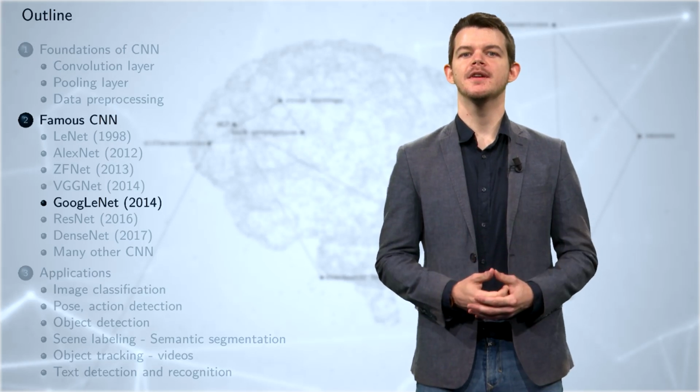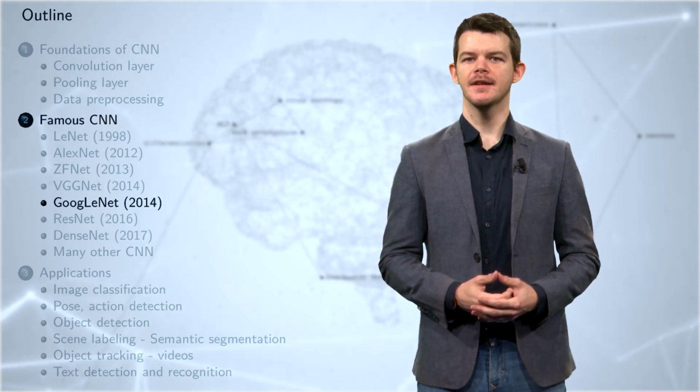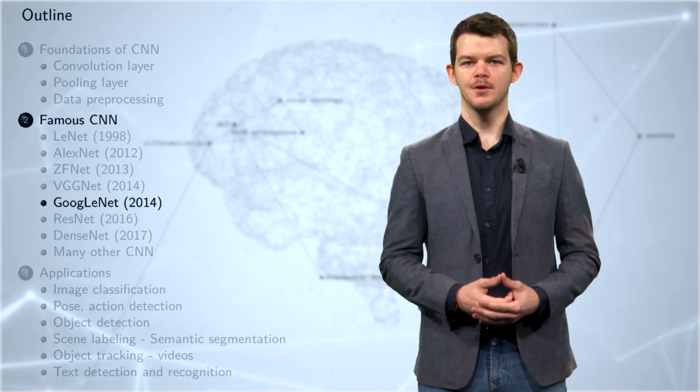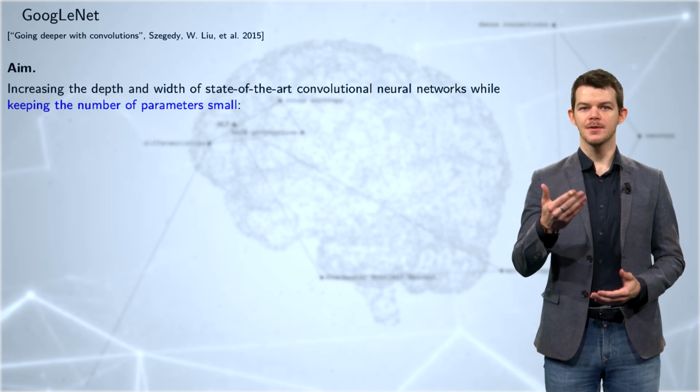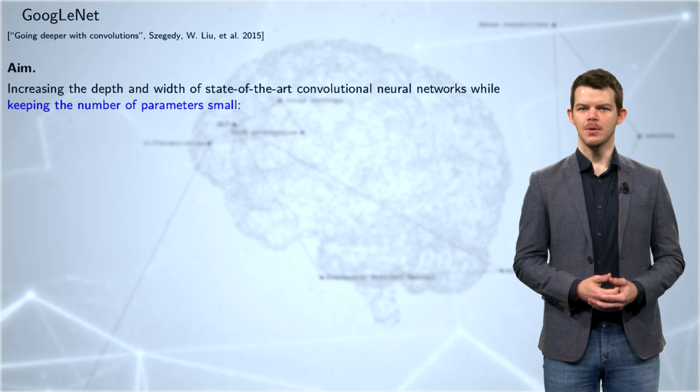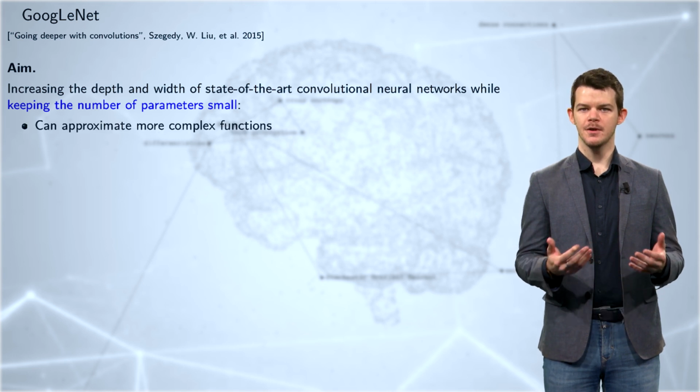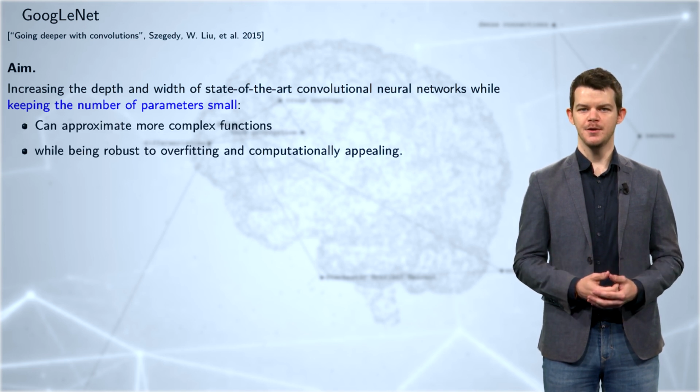Moving forward, we now study the CNN named GoogLeNet, designed in 2014. The original paper is this one. You can look into it to find more details on this network. The aim here is to build a deeper and wider neural network while keeping the number of parameters small. This network is able to approximate more complex functions while being robust to overfitting and computationally appealing.